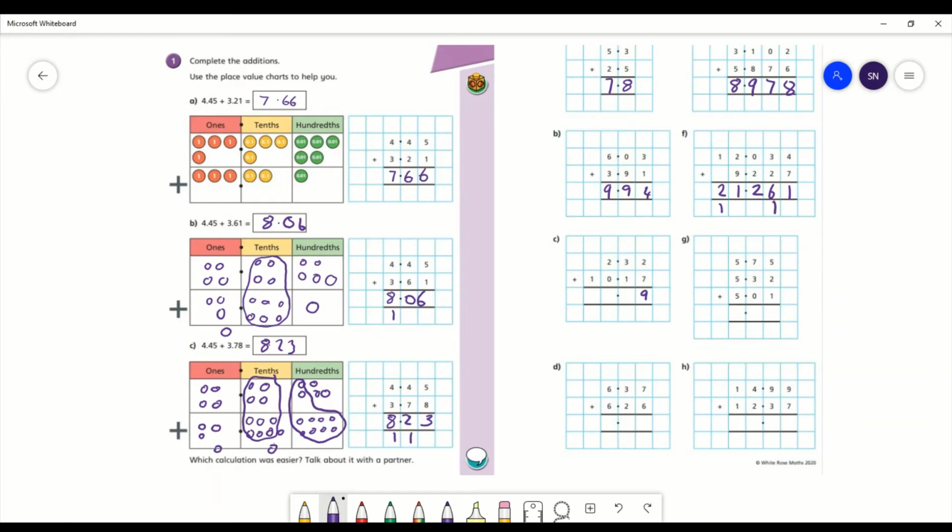Next. 2 add 7 is 9. 3 add 1 is 4. So that's 4 tenths, no exchanging. 2 ones add 0 ones is 2 ones. 1 ten. So that's 12.49.